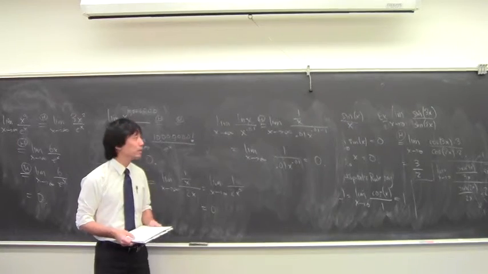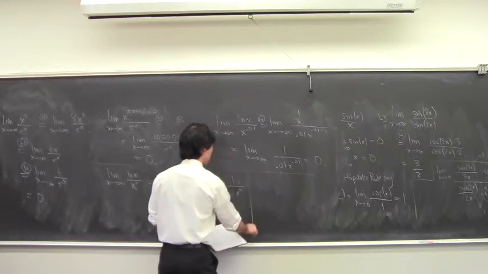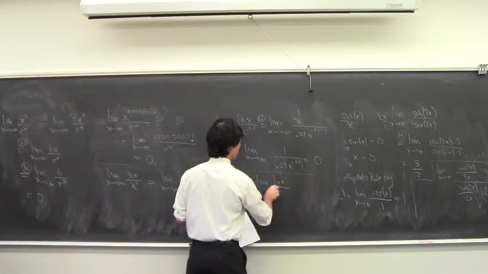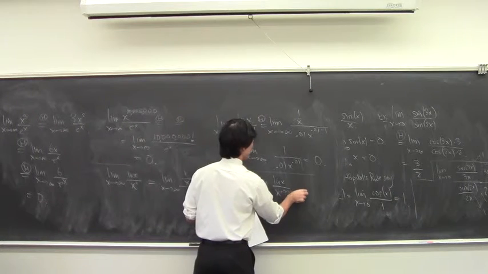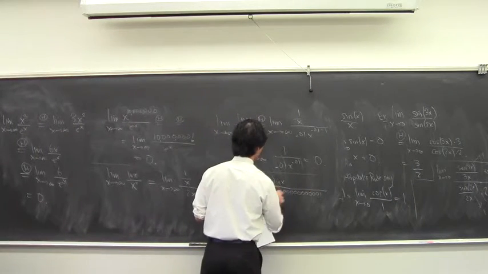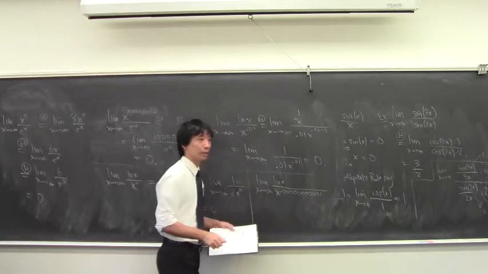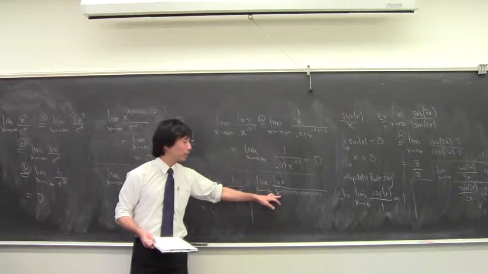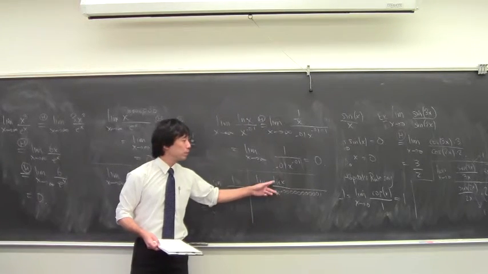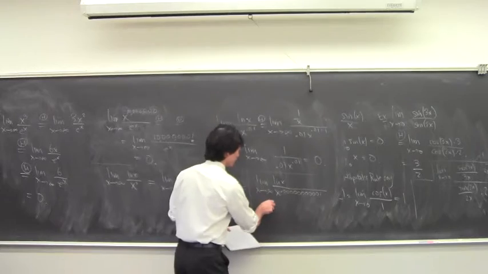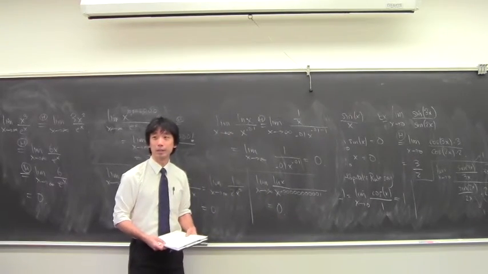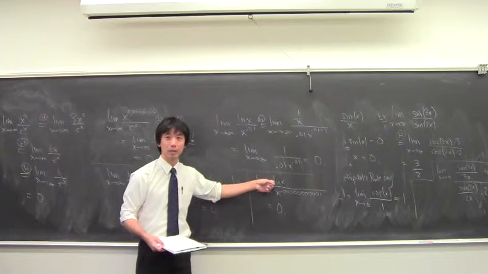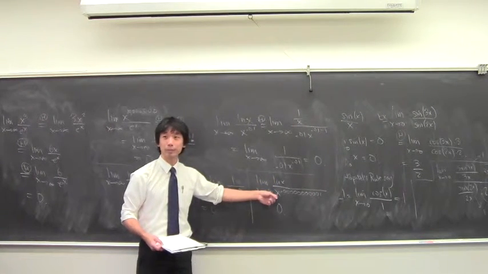Right? So what's this saying? This is saying that if I take x to the power 0.00000001, say, some tiny power, still what's going to happen is I'm going to get 0. In other words, natural log of x is slower than any power of x.